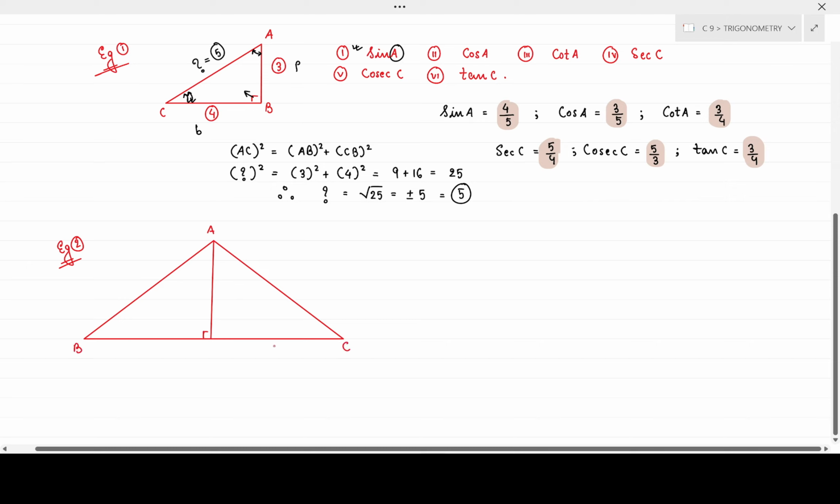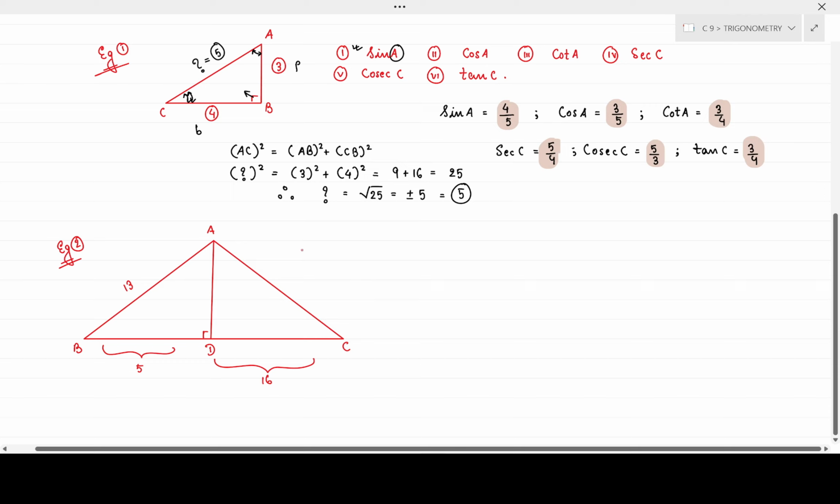There's a triangle ABC, with a perpendicular line dropped from A to CD, meeting at point D. The dimension of AB is given as 13, BD dimension is 5, whereas DC dimension is 16.